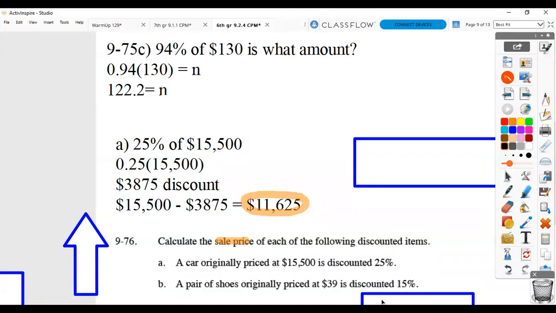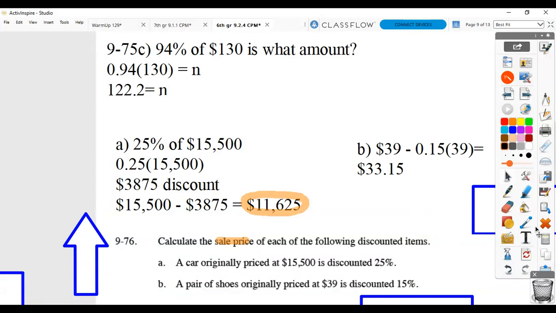Then for B, a pair of shoes originally priced at $39 is discounted 15%. So what I did is I took 15% of $39 and I subtracted that from the $39. So in other words, again, this is my discount. It's being subtracted from my original price to equal my sales price. So this is my final answer.